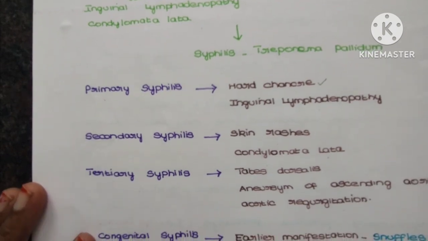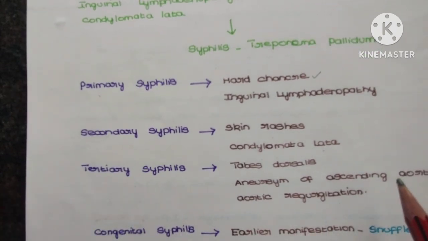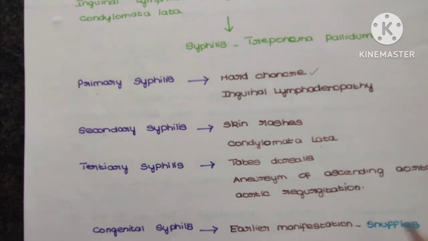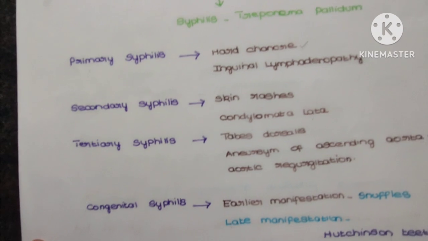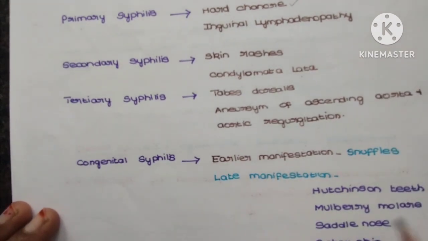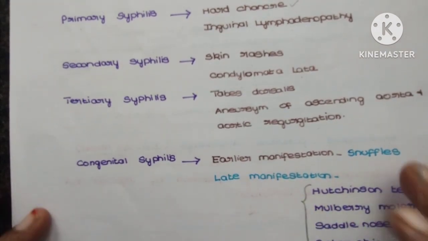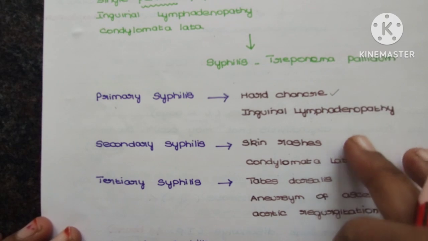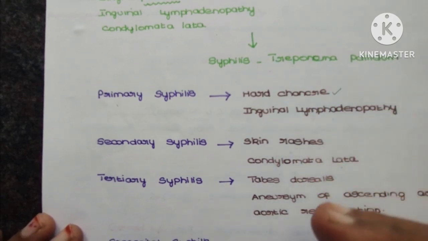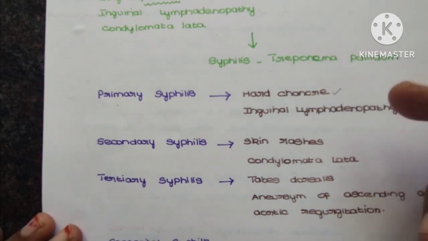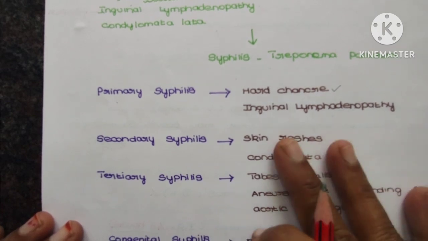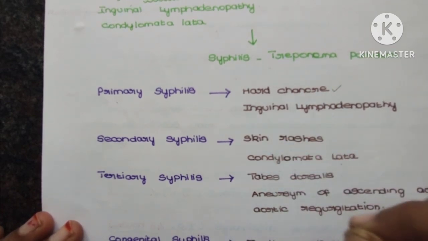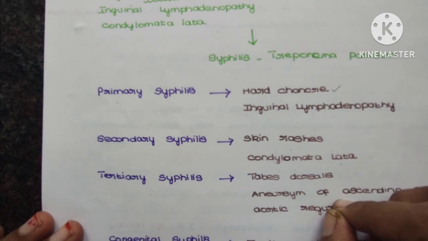And in congenital syphilis, the early manifestation is nasal snuffles. Next, there are Hutchinson teeth, mulberry molars, saddle nose, and saber shins. So based upon these clinical features, you can make out which stage of syphilis we are dealing with: primary, secondary, tertiary, or congenital. These are some of the hint words to make out the diagnosis easily.